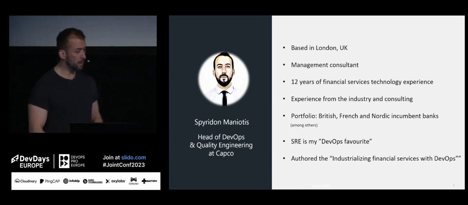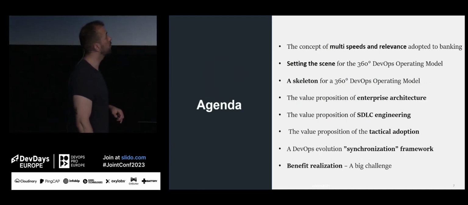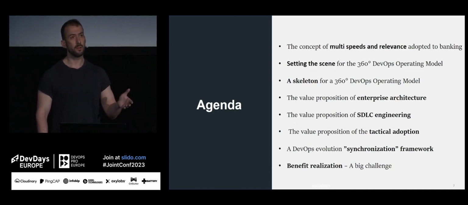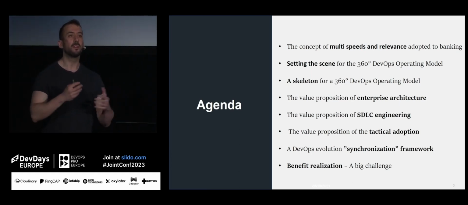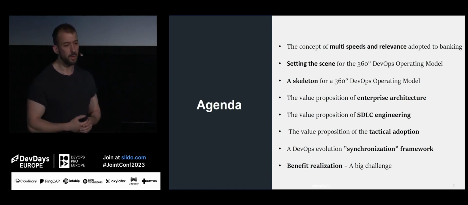Let's go a little bit on the agenda because we have a lot to cover. I'll try to be crisp and I'm using a lot of visuals not to bore you with words. I would like to get started by introducing the concept of multi-speeds and relevance, and you're going to see what I mean. I've seen in most of the DevOps adoptions I've been part of, people omitting understanding different speeds in organization and relevance. So for me, this is key on understanding how to design a DevOps operating model.